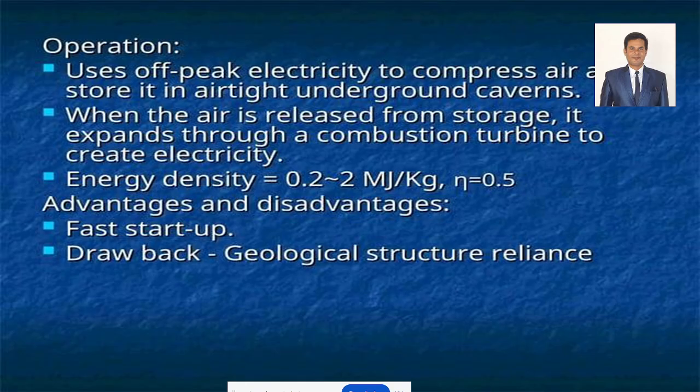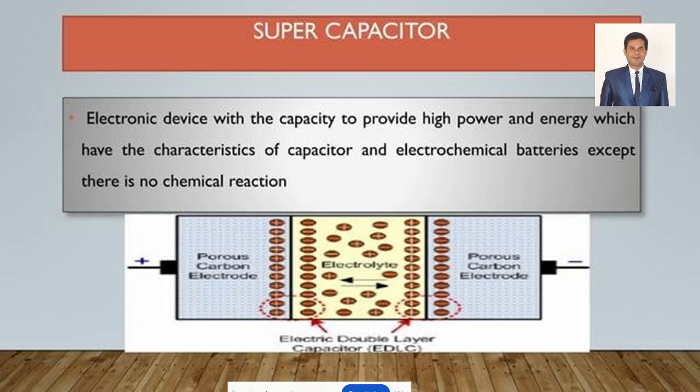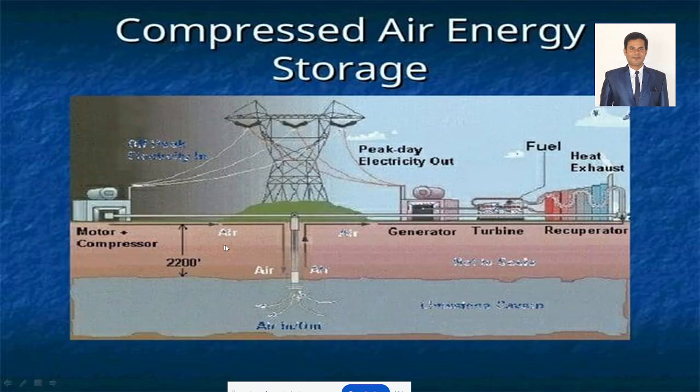When the air is released from the storage, it expands through the combustion turbines and creates electricity. Sorry, when it is pumped from the chamber through the compressor, the compressed air is pumped back and given to the turbines. The turbines rotate and are connected to the synchronous generators, where the prime movers, that is the turbines, drive the generators to generate the power. Then it is transferred to the transmission lines and then to the loads.